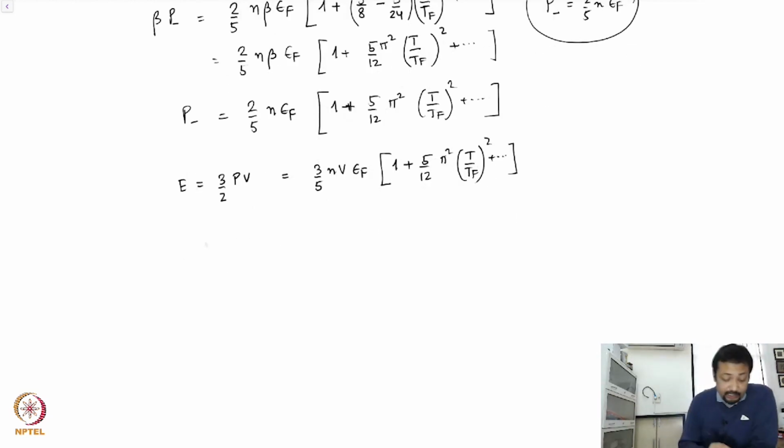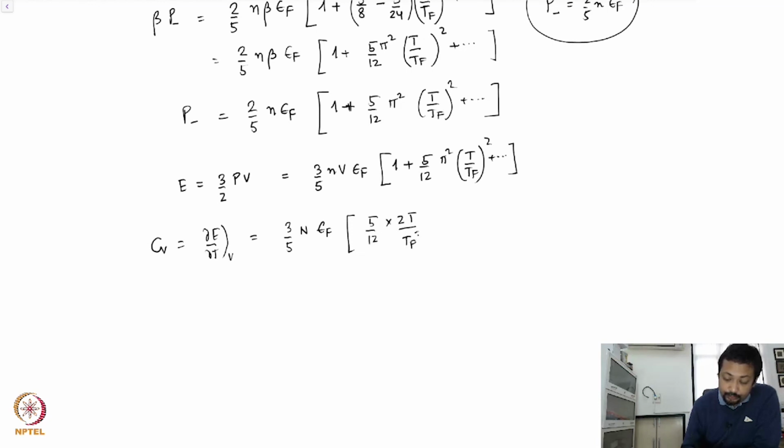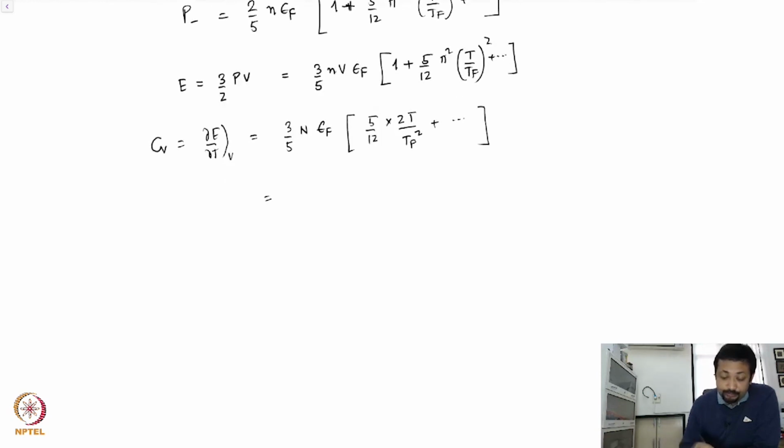Now the specific heat is del E del T at constant volume, which is your CV, that is going to be 3 by 5 n epsilon f times 5 by 12 into 2t over tf square plus higher order terms. So a little more simplification gives me n epsilon f is kb, so that this is going to be 3 by 2.